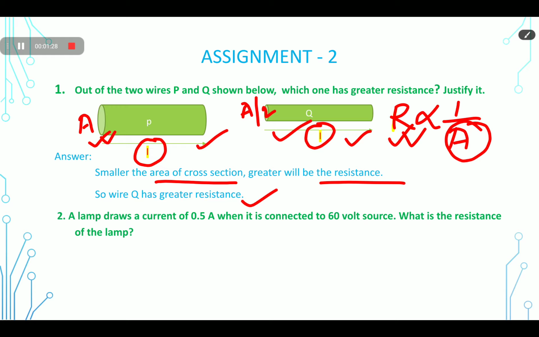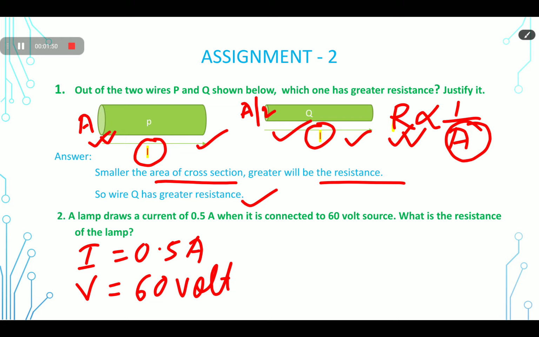Second, a lamp draws a current of 0.5 ampere. Here current is given 0.5 ampere when it is connected to a 60 volt battery. Here the voltage is given 60 volt. What is the resistance of the lamp? We have to calculate the resistance. We know that according to Ohm's law, V is equal to IR. This is the formula. We will use this formula to calculate the resistance, that is R is equal to V by I.